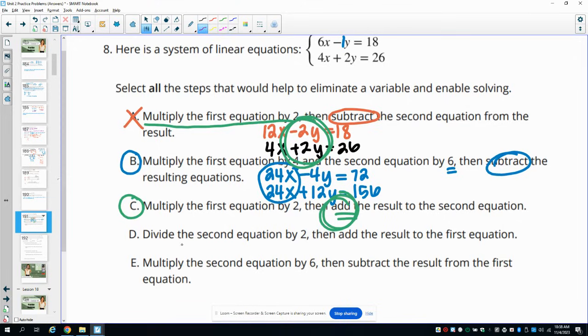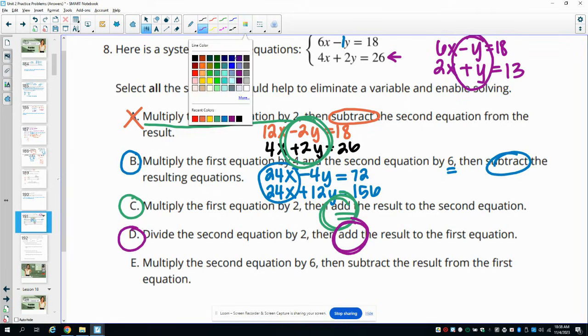D says to divide the second equation by 2. So our first equation stays the same. So I'll just write it up here. And our second equation, we're going to divide by 2. So 4x divided by 2 is 2x. 2y divided by 2 is y. And then 26 divided by 2 is 13. Then they tell us to add, which we have opposites, so that is good.